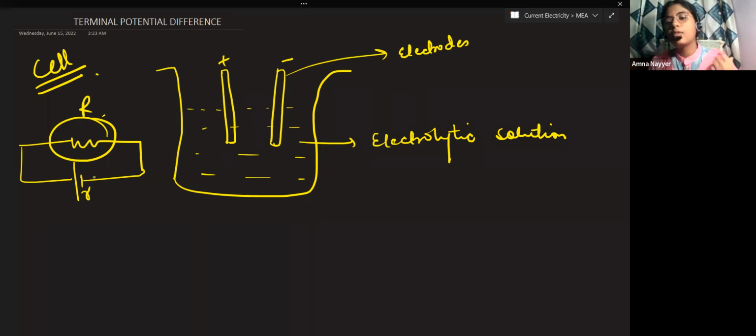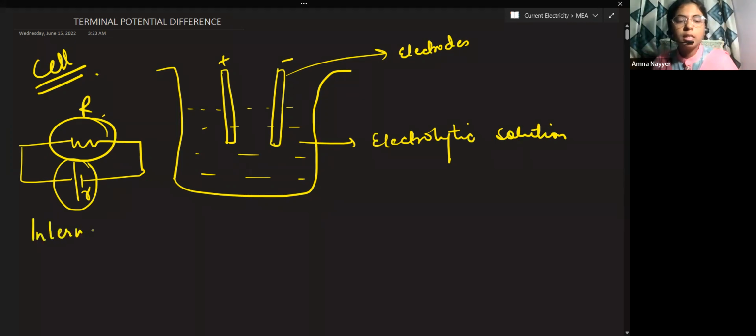Similarly, resistance can come from any medium. It can come from the electrolytic solution. It can come from the electrodes. So this becomes the internal resistance. Why do we call it internal resistance? Because you are not fitting a resistor or a device in the circuit with the help of a wire. Here the cell is itself generating the resistance within itself. That's why it is called internal resistance.